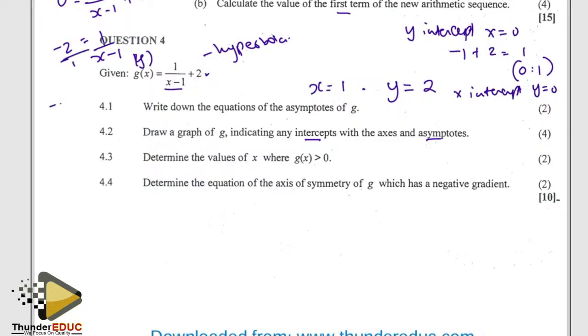Let's cross multiply. That's -2 into x minus 1 is equal to 1. When you open this up, -2x plus 2 is equal to 1. Move the 2. -2x is -1, which means x is a half. So you're going to have a half and 0.